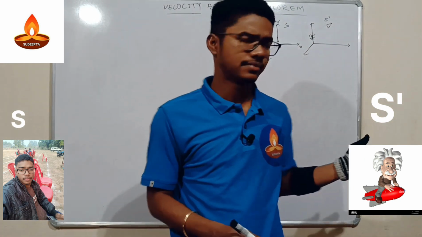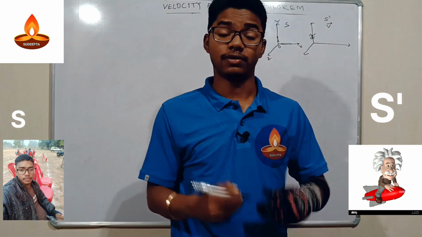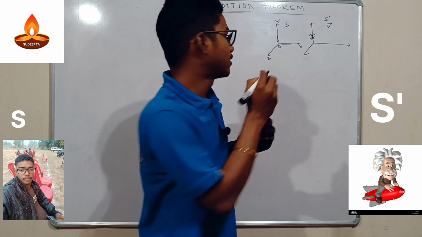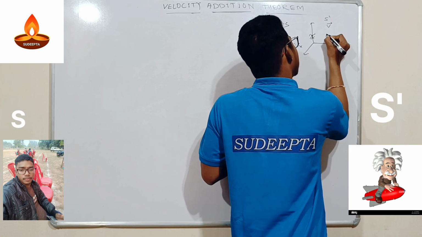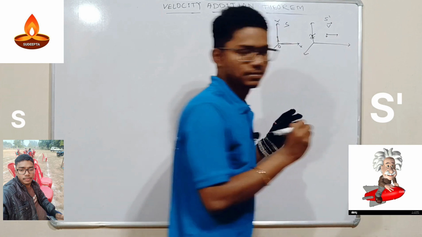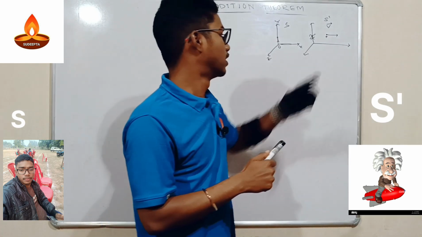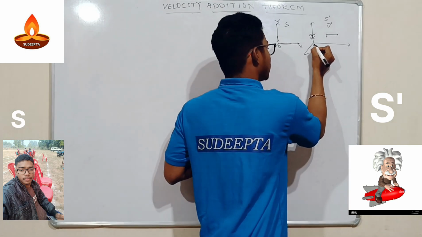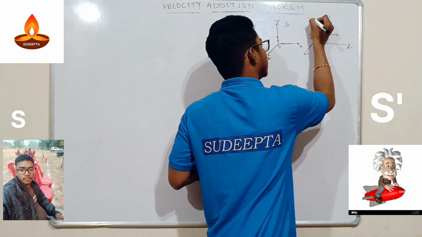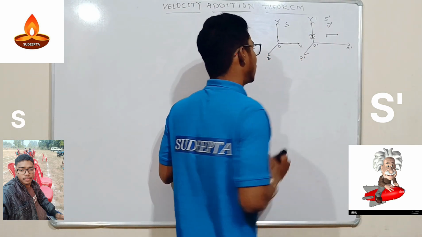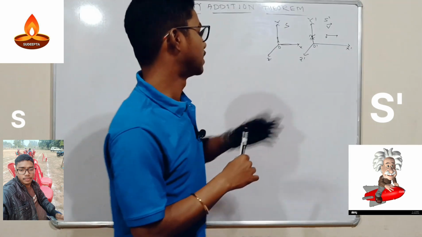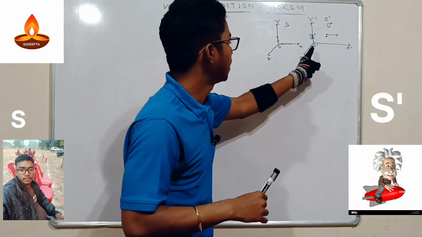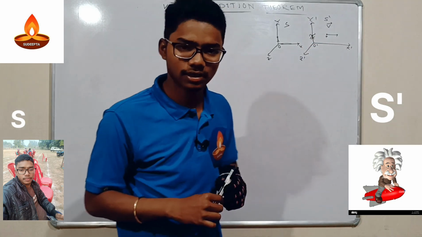The two frames are here, the S frame and the S dash frame. But what is the extra consideration here? Here a particle is moving. Let's say a particle P is moving with some velocity. This is O dash, this is the X dash, the Y dash, and the Z dash. What is the scenario? The particle is moving with a particular velocity and the frame is also moving with a particular velocity, right?